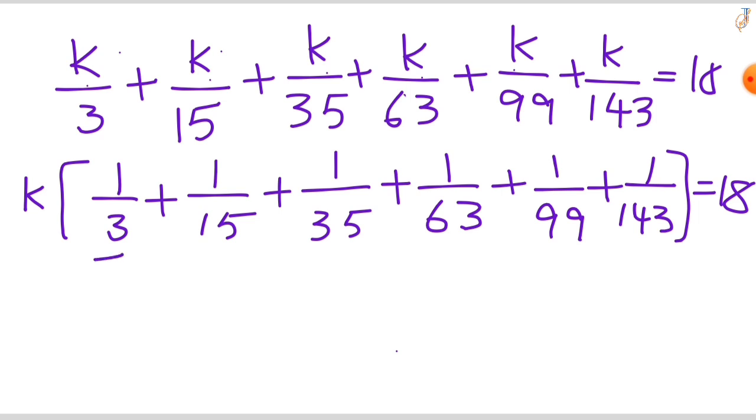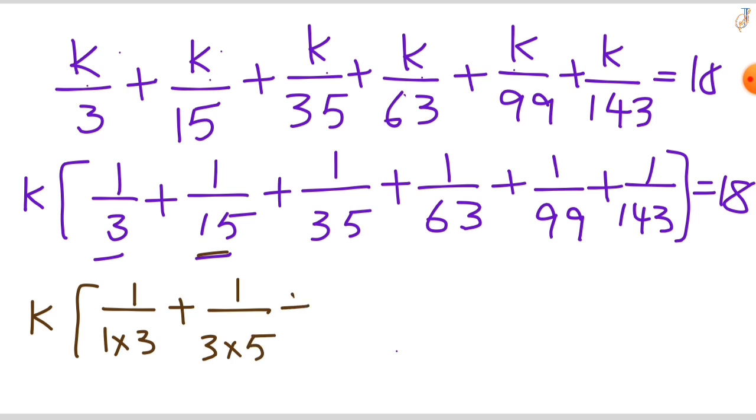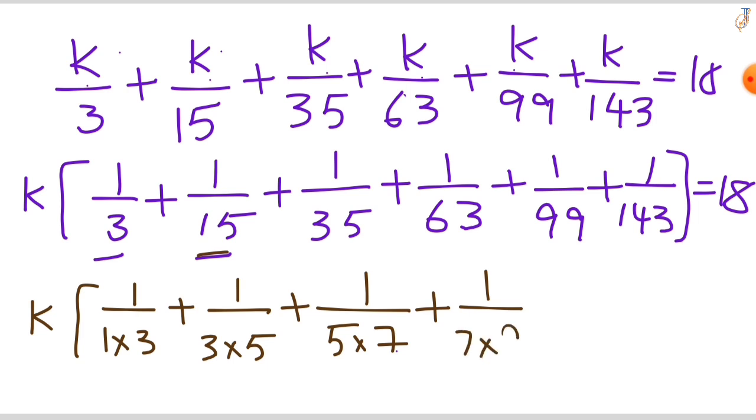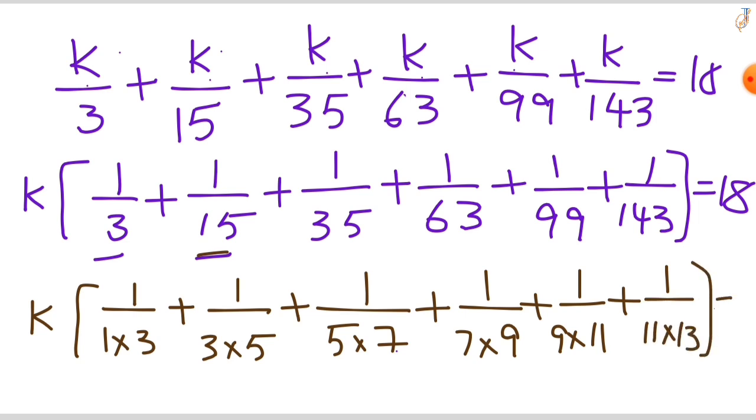Here we have 1 over 3 and here we have 15 in the denominator. Let's observe the denominators. 1 over 3 we can write as 1 times 3, and 15 we can write as 3 times 5. This 35 we can write as 5 times 7. This 63 we can write as 7 times 9. This 99 we can write as 9 times 11, plus this 143 we can write as 11 times 13, that is equal to 18.